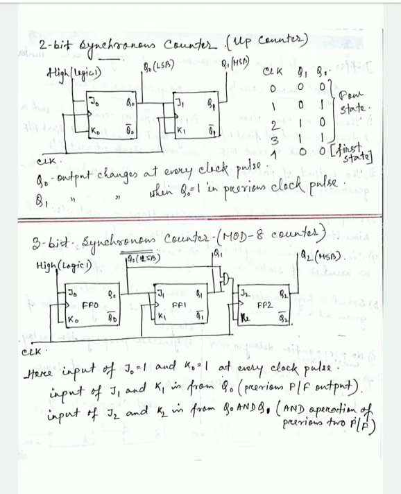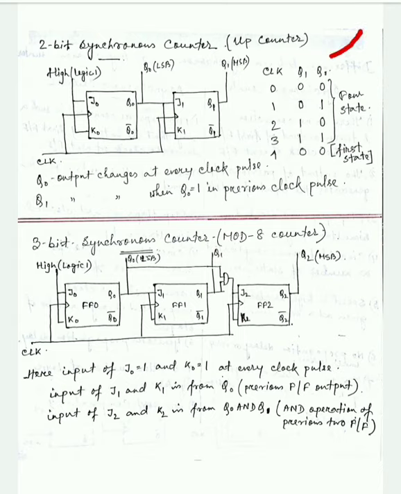So what is our conclusion? As Q0 is LSB, we write its Q0 in the right-hand direction. Q1 is MSB, it is written in the left-hand direction, the left side. Now we give a clock pulse to each flip-flop. So at clock pulse 0, initially both the flip-flops are 0.